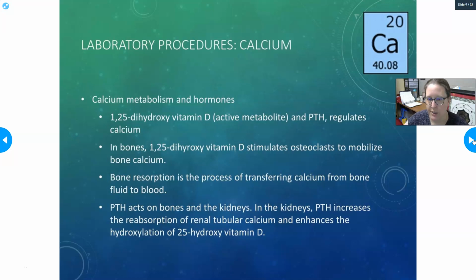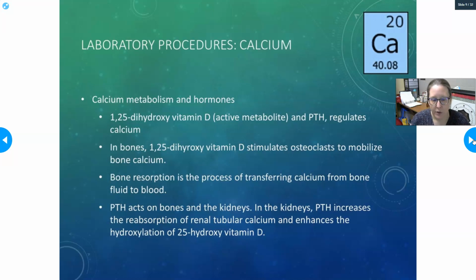1,25-dihydroxyvitamin D, which is the active metabolite of vitamin D, and parathyroid hormone together regulate calcium. In bones, 1,25-dihydroxyvitamin D stimulates the osteoclasts to mobilize bone calcium, so to break bone down to release calcium into the blood. Bone resorption is this process of transferring calcium from bone fluid to blood. So it is a breaking down of bone.